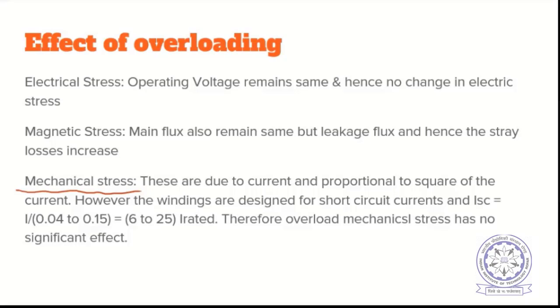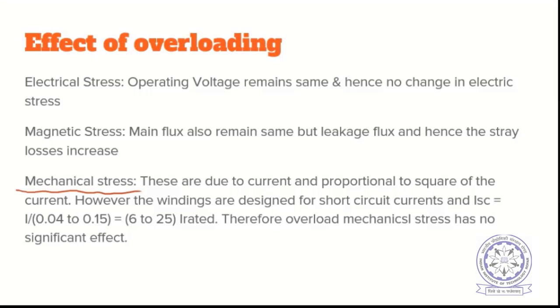Between the windings. Yes, sir. Like the winding which is wound on the primary and secondary. So between each turn of the winding, there will be mechanical force because current is flowing in the same direction. So whenever there are current carrying conductors nearby, there will always be a force between them, either attractive or repulsive force.